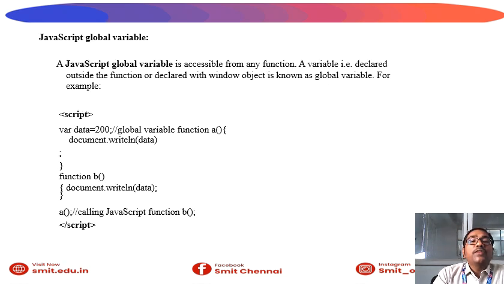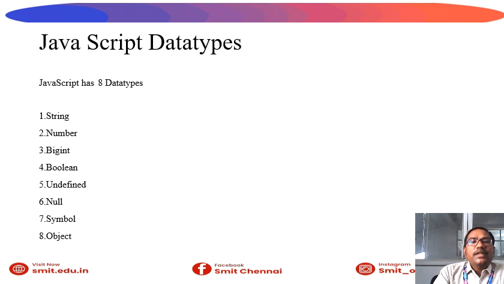Next is a global variable. It can be accessed from any function. As it is declared globally, it can be accessed at any part of the program. So you can see here under the script tag, we have declared the variable data which is equal to 200, and that can be used in any part of the program because it is declared outside the function or the block.